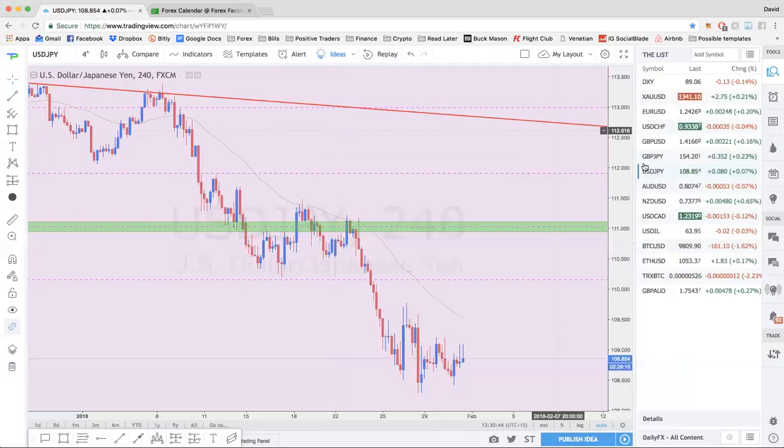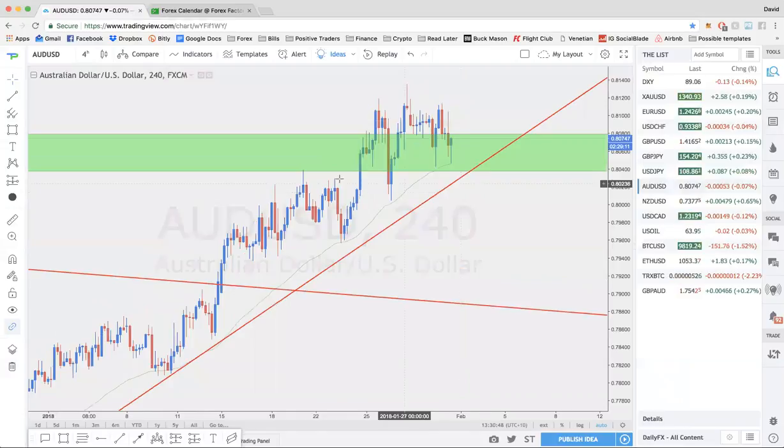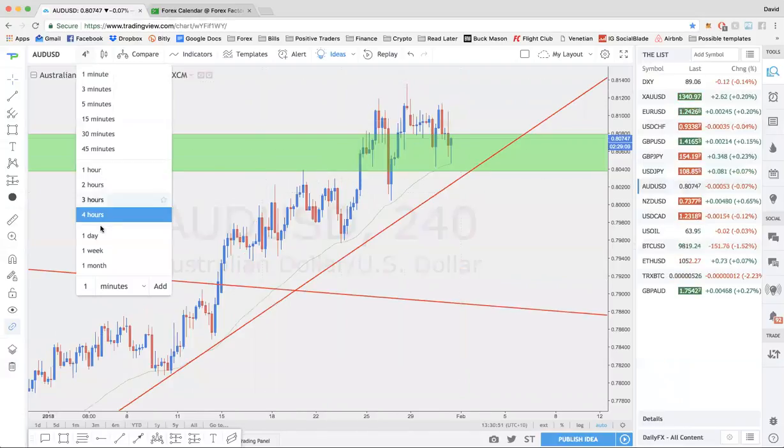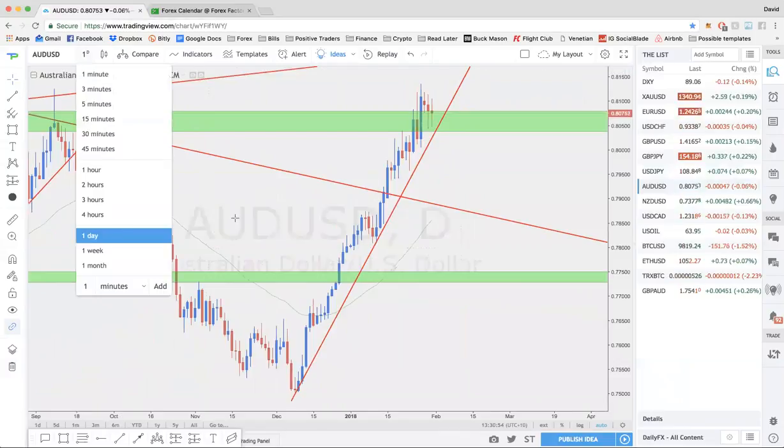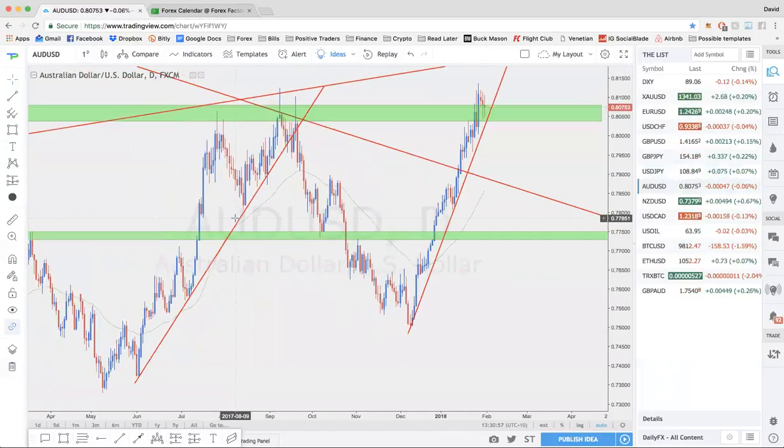So dollar yen, I think we're going to see some downside. I think dollar index is going to continue to weaken. AUD USD, I think we're going to see some strength. We're still seeing this trend line respected. Now, I said I'm going to lay off the trend lines and the Fibonacci levels as much. I'm going to be more focusing on supply levels, demand levels, that type of thing.